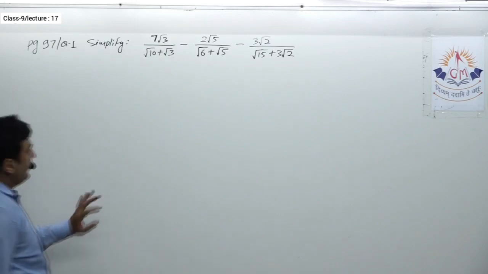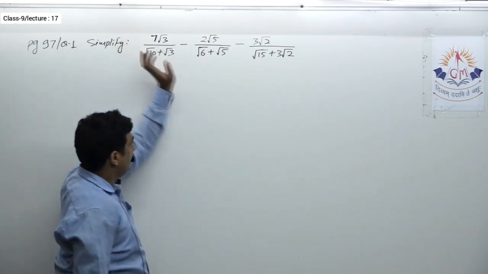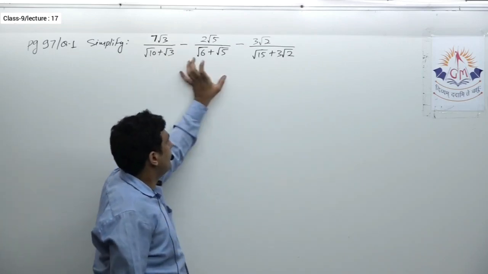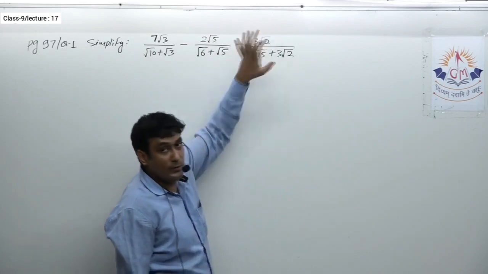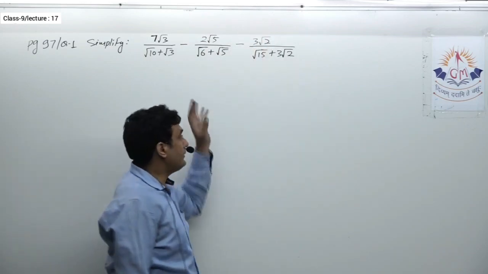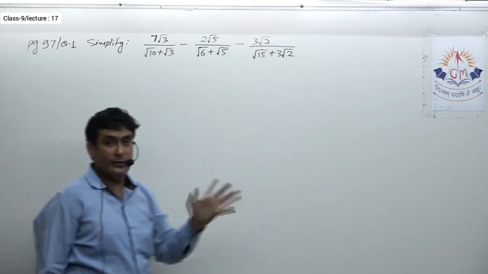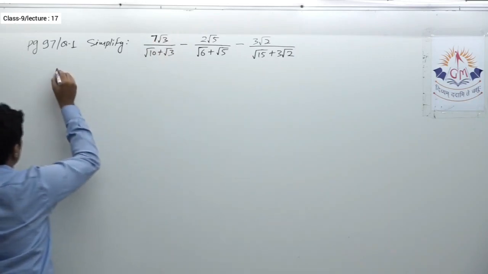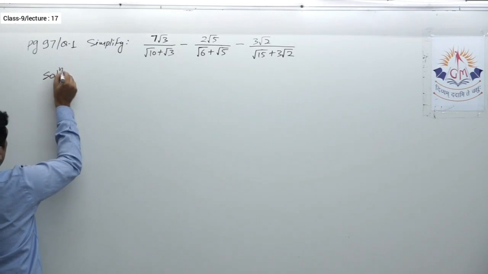Okay, so however this is not difficult. Till now we saw how to rationalize the single terms. Over here a combination of three different terms is given, so definitely we will start by rationalizing. So let us see its solution.